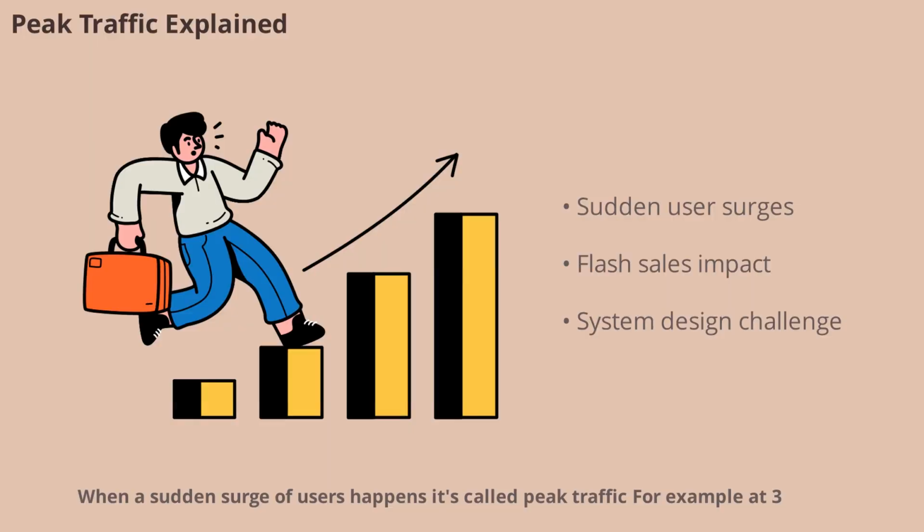For example, at 3:00 a.m., you might see only 20 requests per second. By 10:00 a.m., that could rise to 500 requests per second. And during a flash sale, it might spike to 10,000 requests per second. Handling these peaks is a major challenge for system designers.